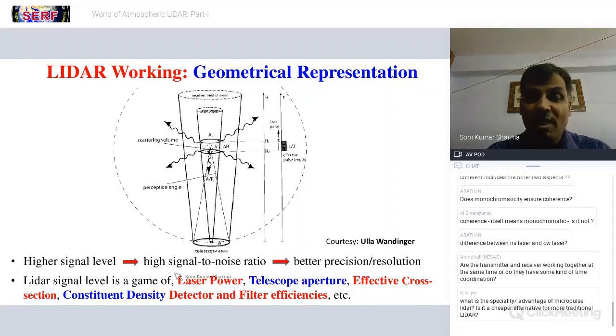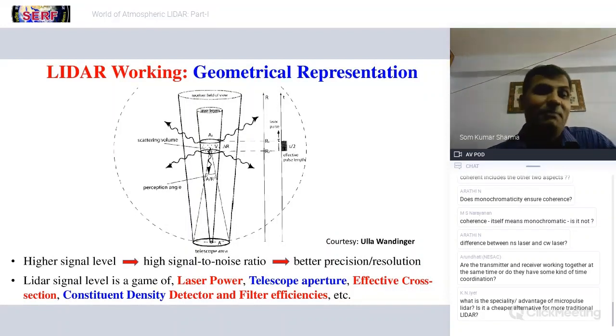Laser power. How much power you are pumping into the atmosphere, number one. Number two, how big a telescope you have, the telescope aperture. And you know, these two things are directly proportional to money. How much money you have, so you can purchase a powerful laser and a bigger telescope. So laser power and telescope aperture are directly proportional to the funds you have.